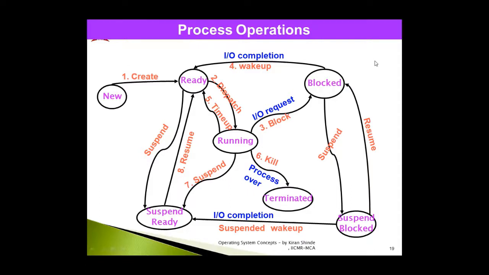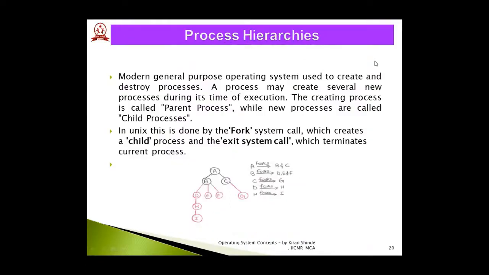The process will again resume back to the ready state so that it will complete its leftover work with the CPU. So here, with these 8 different operations, we understood how a process initiates an operation and keeps on changing its state from one state to another state. Let's proceed further. Now we will understand the concept of process hierarchy.